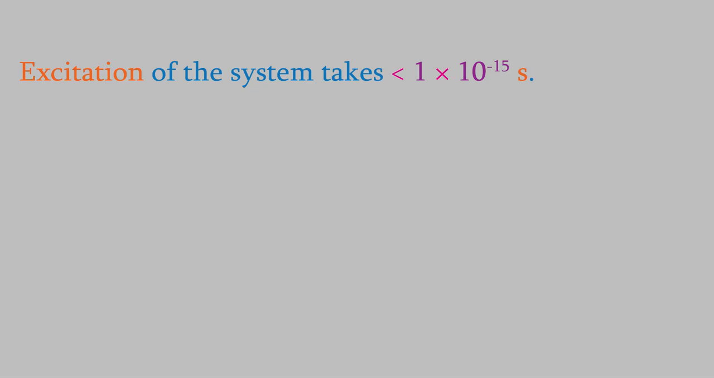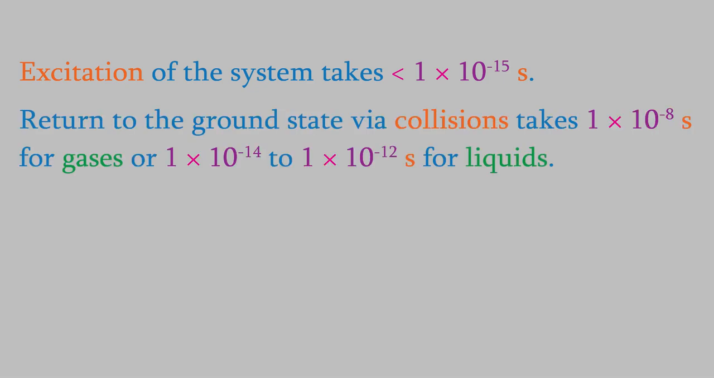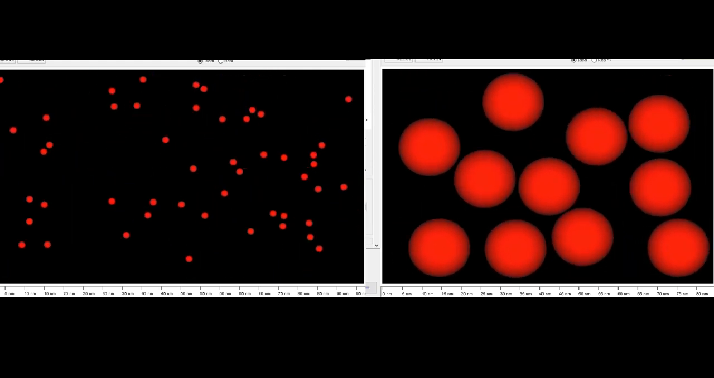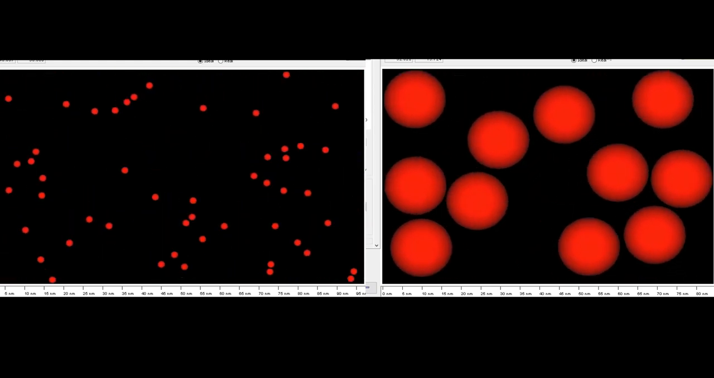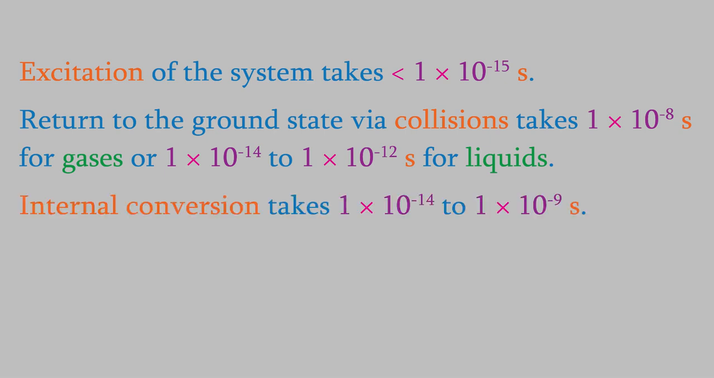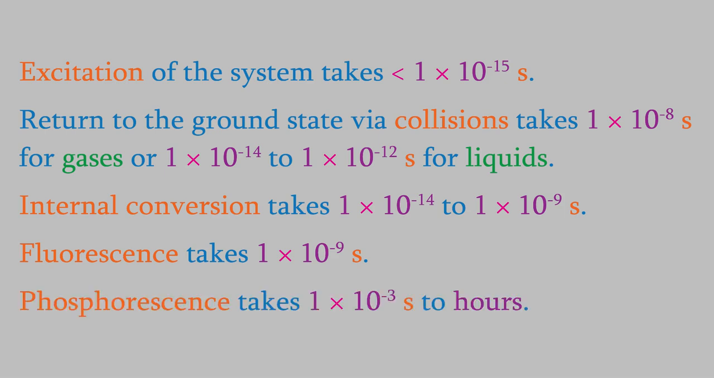If the system returns to the ground state via collision, that takes about 10 to the minus 8 seconds if it's in the gas phase, or between 10 to the minus 14 and 10 to the minus 12 seconds if it's a liquid. It makes sense that the time scale is so much smaller for the liquid phase, because molecules are much closer together in a liquid than in a gas, so collisions happen more often in the liquid. If the system returns to the ground state through internal conversion, that takes about 10 to the minus 14 to 10 to the minus 9 seconds. Finally, fluorescence takes about 10 to the minus 9 seconds, and phosphorescence can take from 10 to the minus 3 seconds all the way up to several hours.